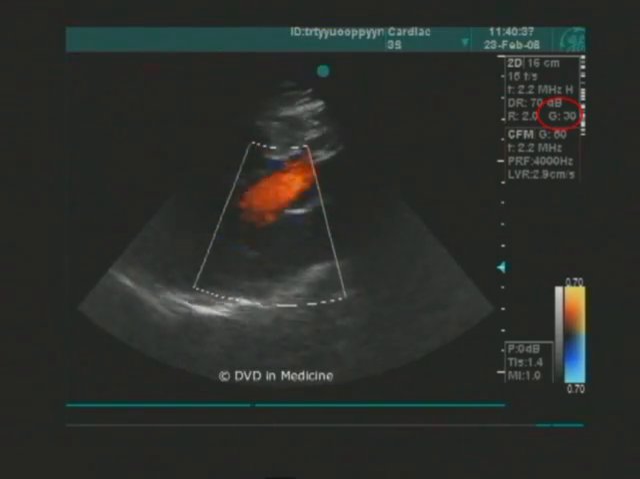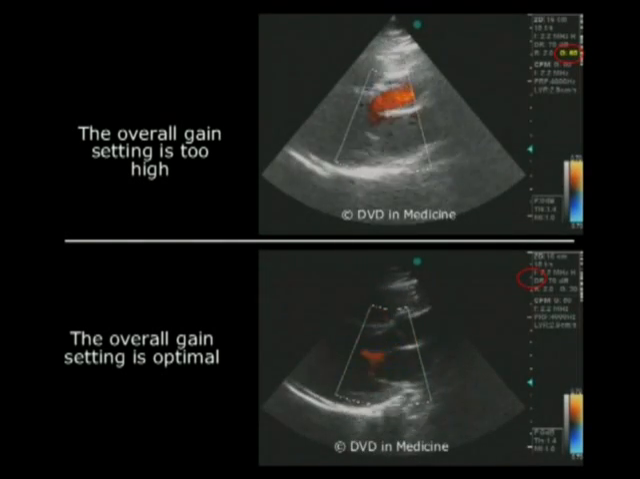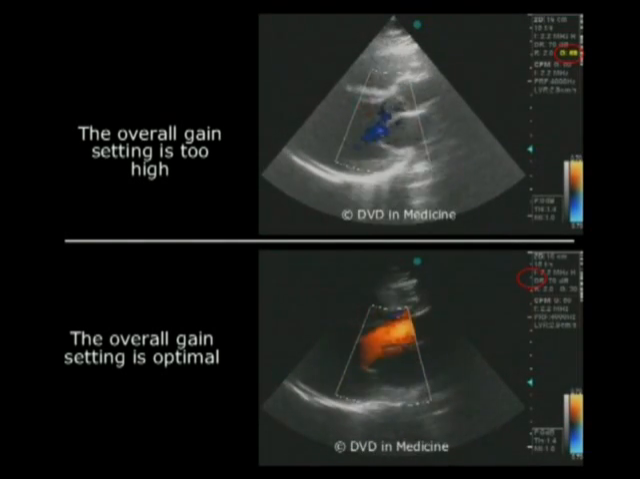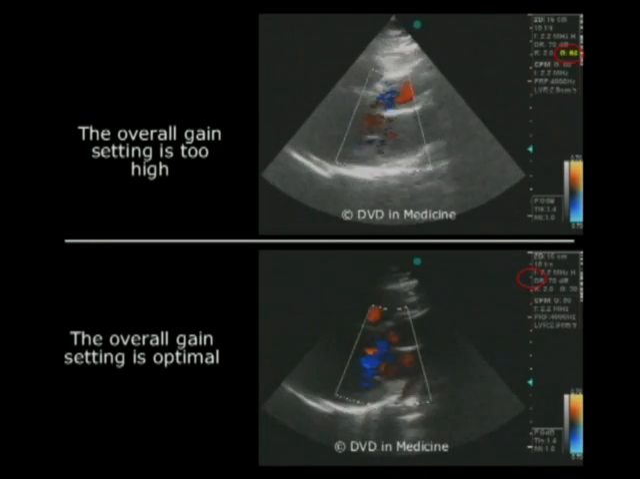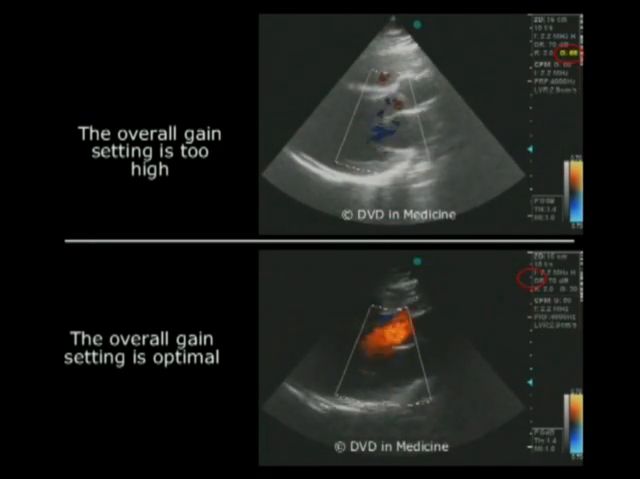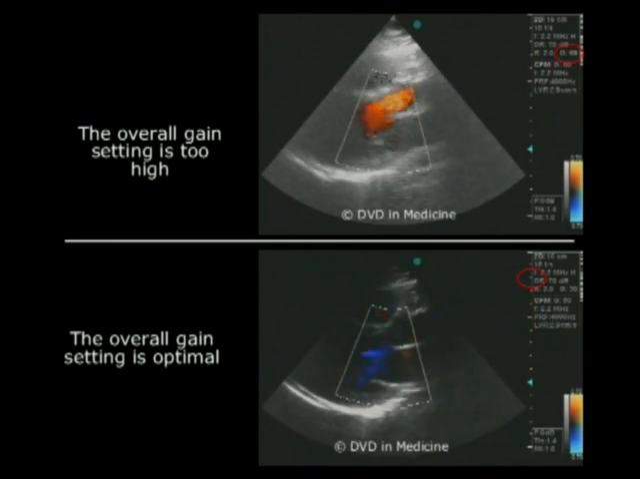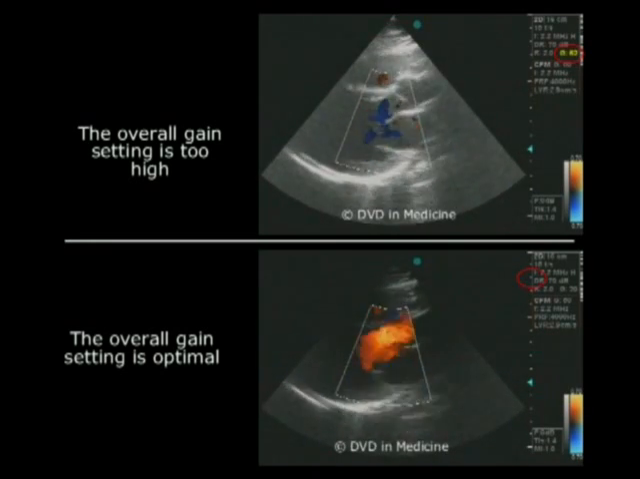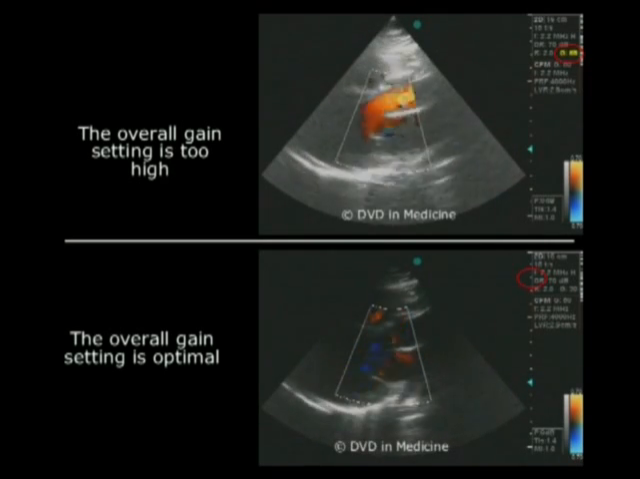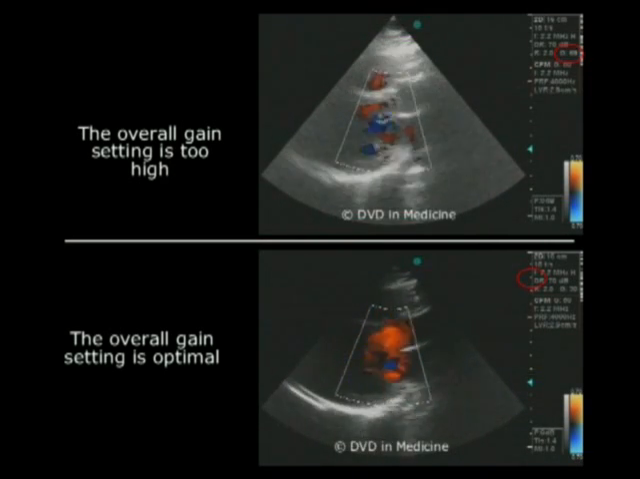Now on the divided screen, one can see the direct comparison of two real-time color Doppler images of mitral and aortic valves taken from the same patient. In the upper image, the overall gain is set too high, but in the lower image, the level of overall gain is optimal for color Doppler examination.